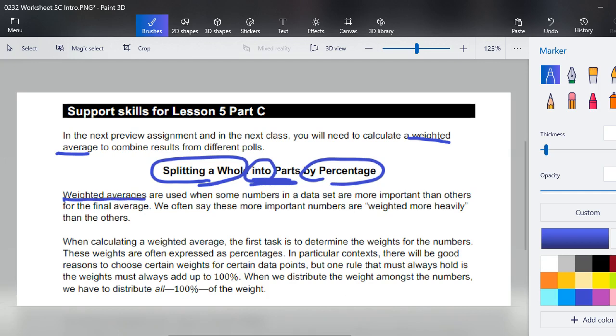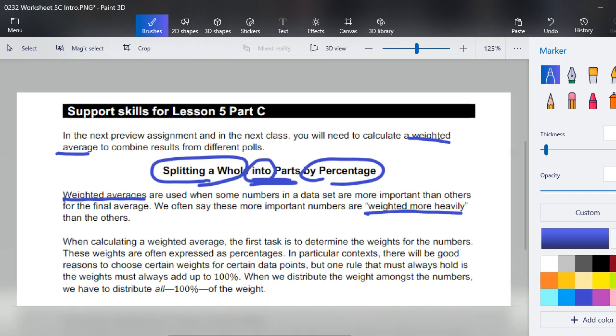Weighted averages, and again, you need to have some kind of glossary or flashcards, Google Docs, something running where you have a collection of your words and processes. Weighted averages are used when some numbers in a data set are more important than others for the final average. At least get the weighted average definition started. You can add this sentence, write it down. You're going to have more when you do 5C in your 1332 class, but this is a great place to start.